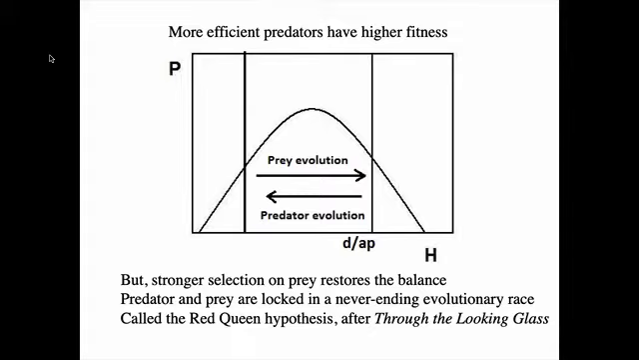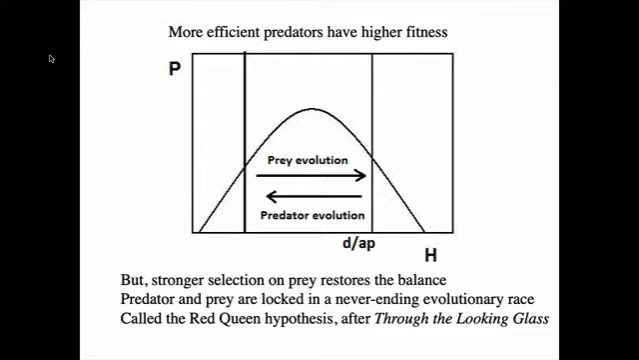You're in Wonderland. Because that is what the Red Queen said to Alice. Alice said, in my country, we run as fast as we can to get from one place to another. And the Red Queen said, in my country, we run as fast as we can to stay in the same place. So, this is called the Red Queen hypothesis. And it's from Through the Looking Glass.